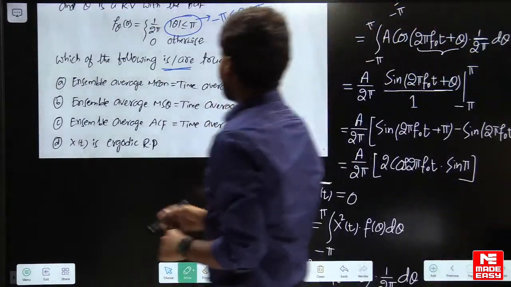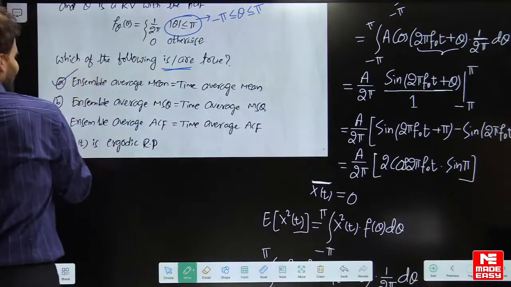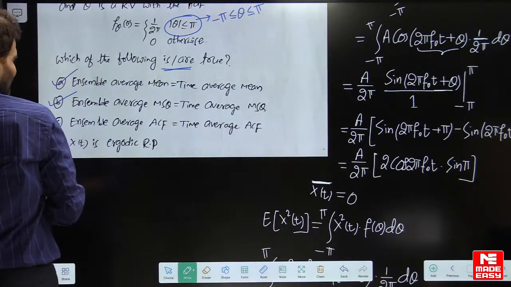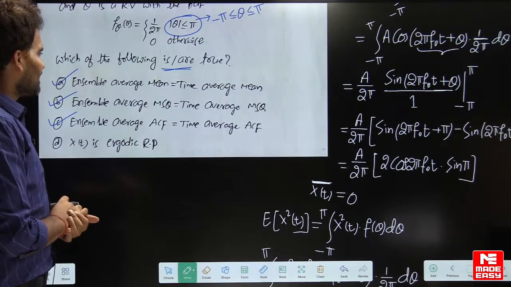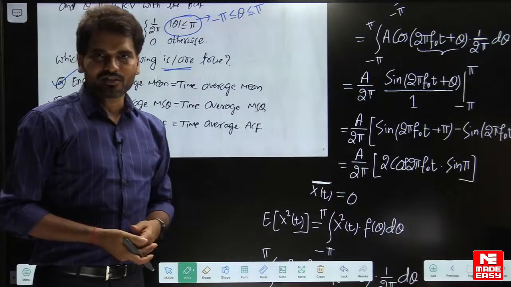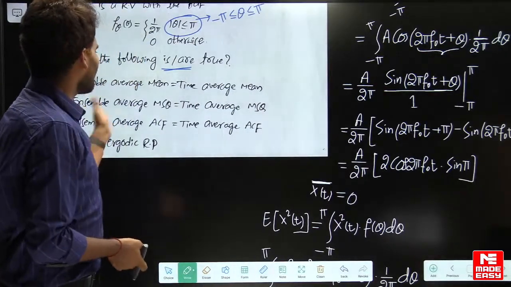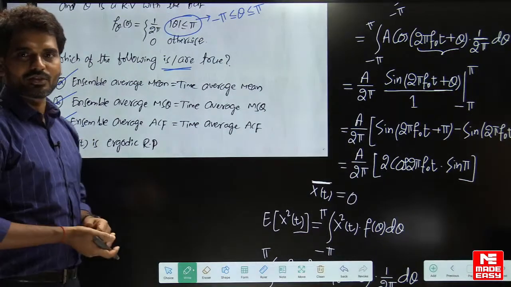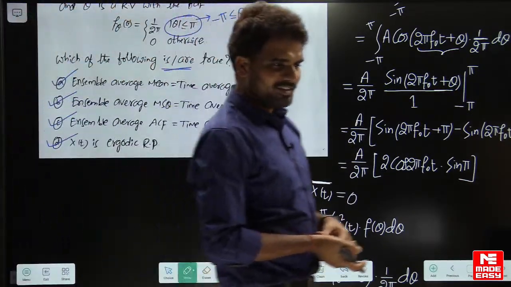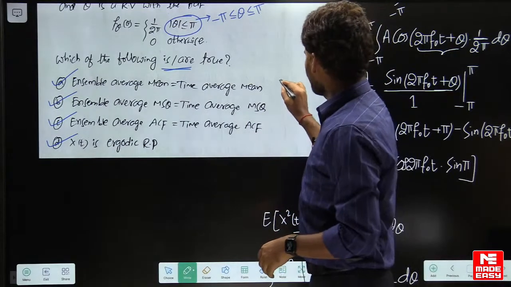Yeah, Anshuman Singh. So here the mean and mean square value are the same, and the ACF we also got the same. Then the variance also we get the same. So if all the statistical averages are equal, then yes, you can call that an ergodic random process. So here A, B, C, D will be correct.